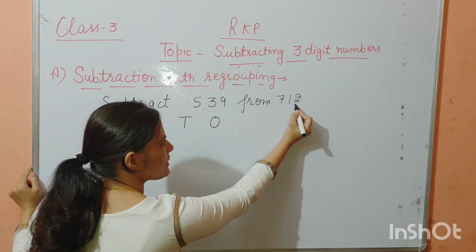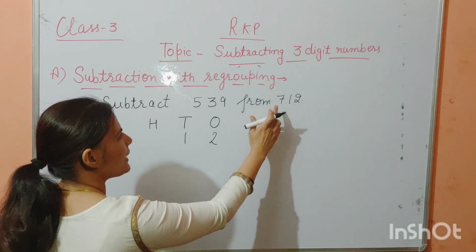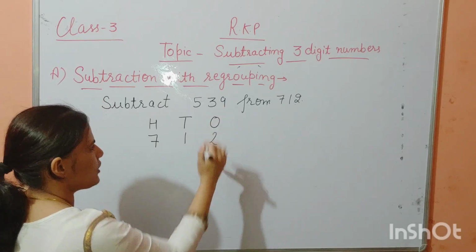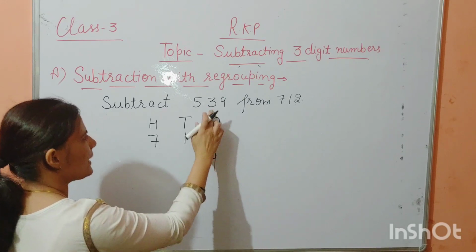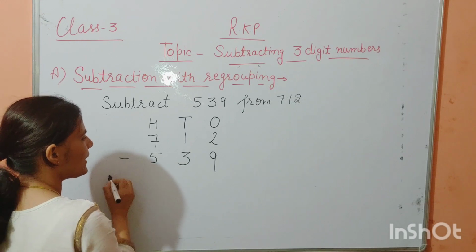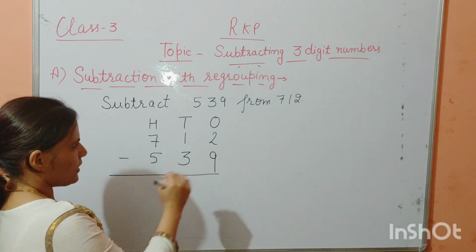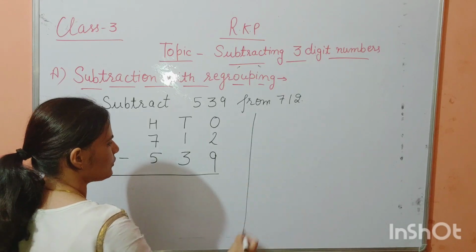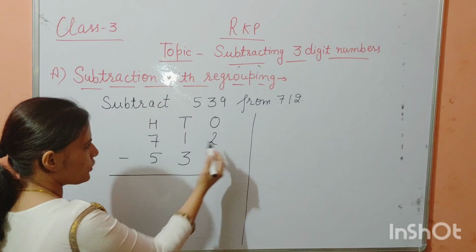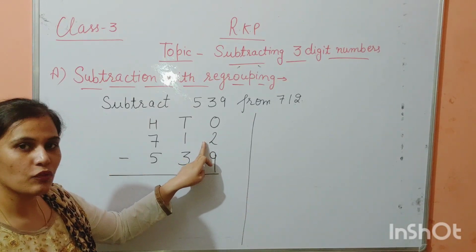What is the ones place? 2. Here the tens place is 1 and the hundreds place is 7. Now at ones place 9, at tens place 3, at hundreds place 5. Write like this. Okay, now subtract. Start subtraction from the ones place. 2. Can you subtract 9 from 2? No.